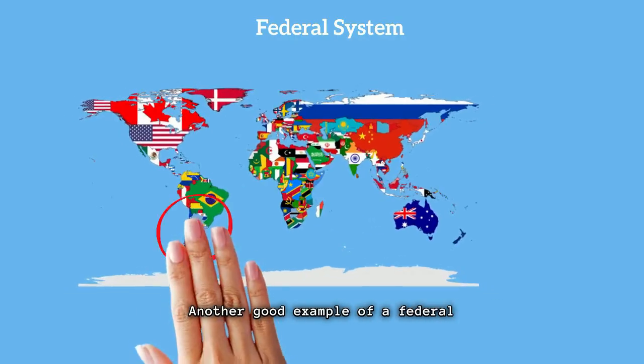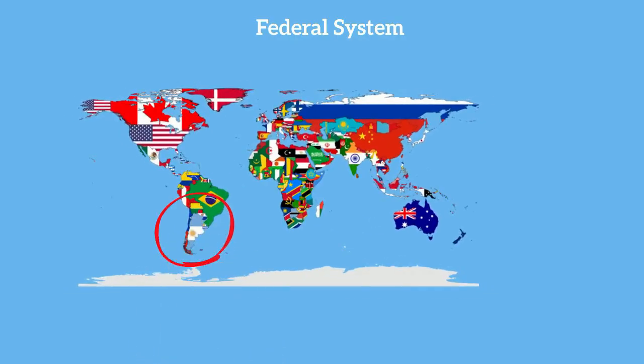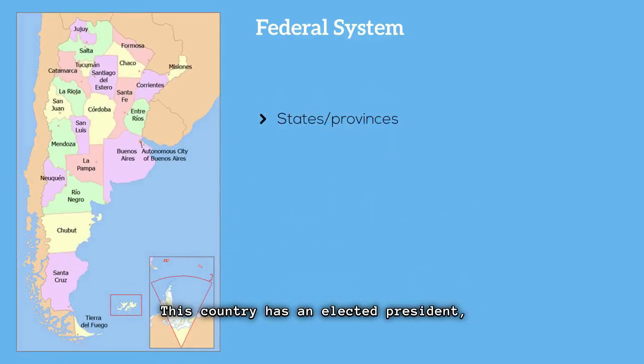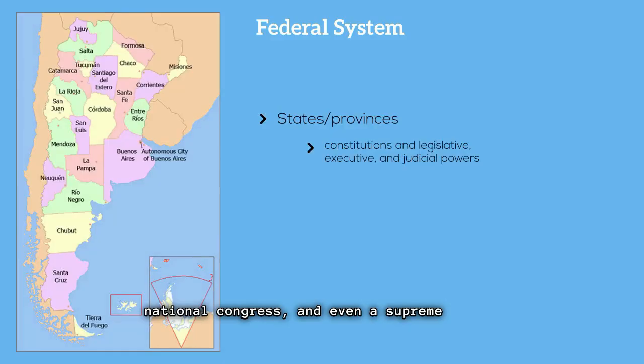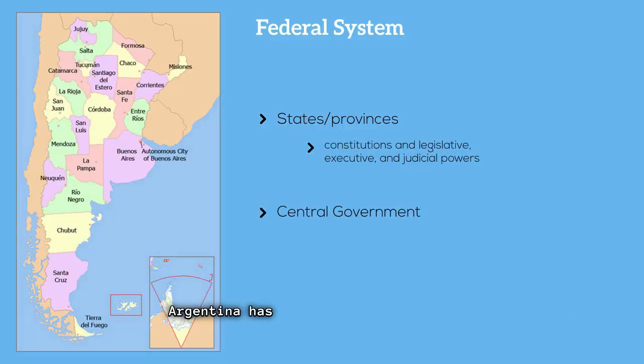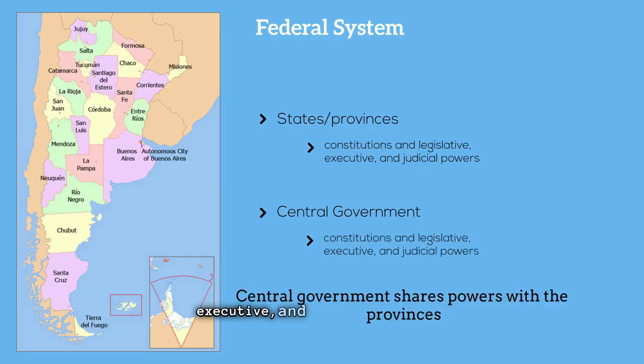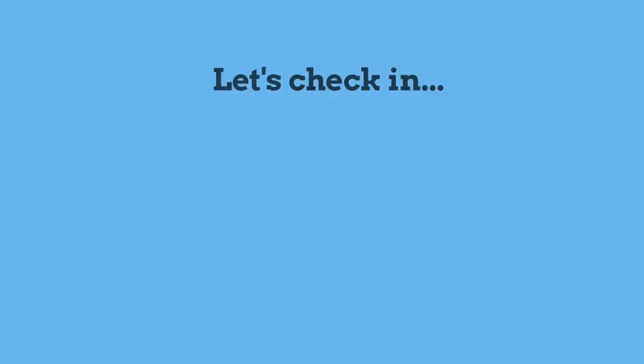Another good example of a federal system of government is Argentina. This country has an elected president, national Congress, and even a Supreme Court. Argentina has provinces, or states, that have their own constitutional and legislative, executive, and judicial powers. The central government shares powers with those provinces, just as the United States' central government shares powers with the states. We'll discuss the advantage of a federal system a bit later.